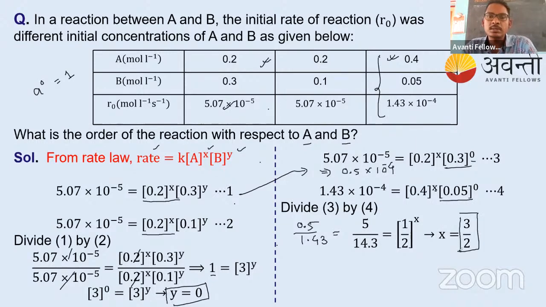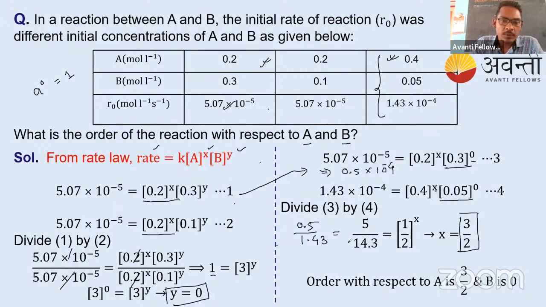So everyone understood how we got the values of x and y? Now, because we got the values of x and y, we can tell the order of the reaction with respect to A is 3 by 2. That means if we write the rate as k times A to the power x, x is 3 by 2, and y equals 0. So from here we can tell the order of the reaction with respect to A is 3 by 2, and with respect to B, it is 0.